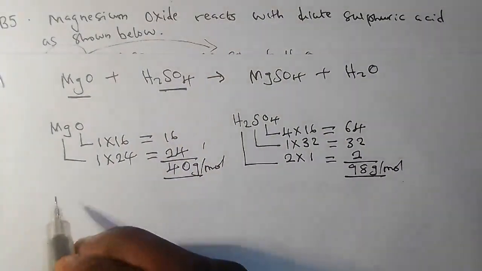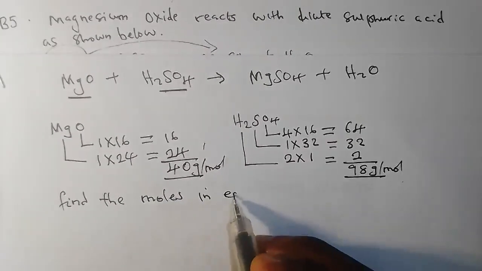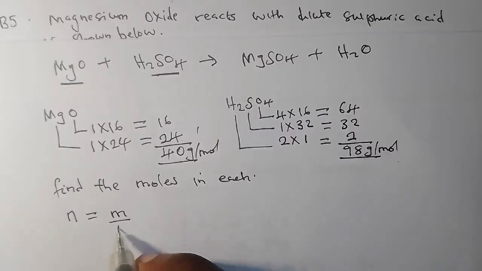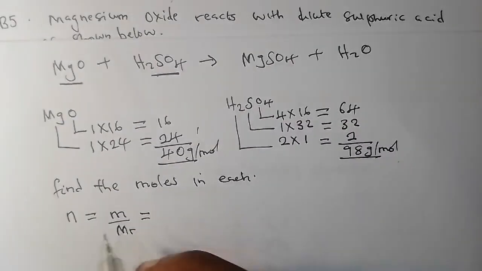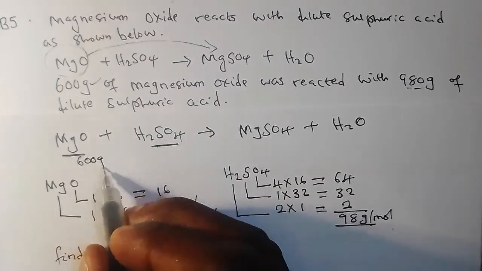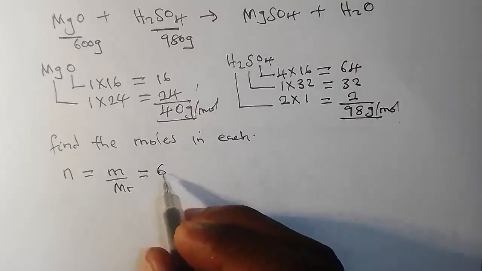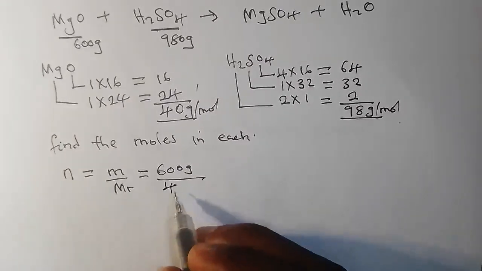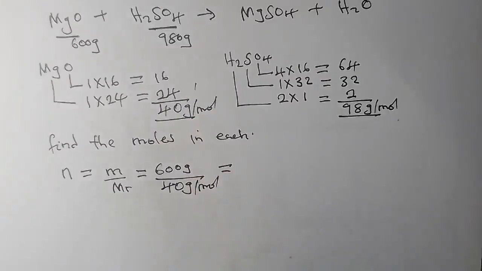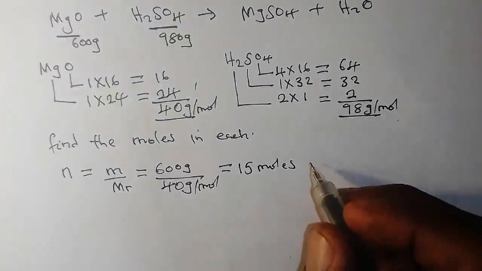Now, once you do that, find the moles in each. You know that number of moles equals mass over molar mass. The mass of magnesium oxide is 600 grams, and that of sulfuric acid is 980 grams. So for magnesium oxide, the mass given, 600, divided by 40 grams per mole, gives us 15 moles of magnesium oxide.